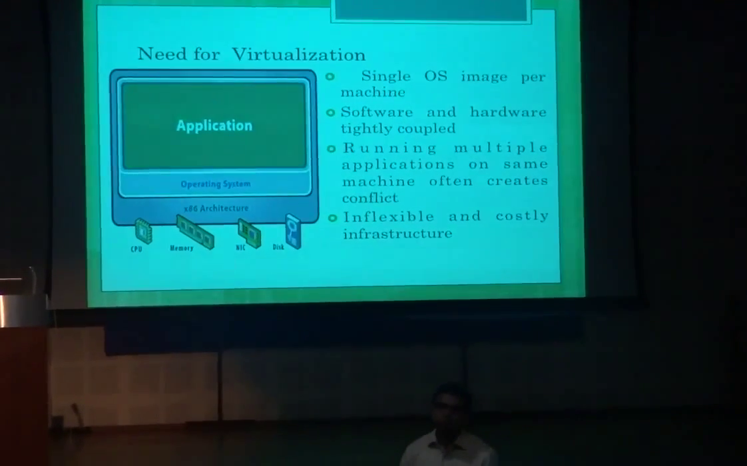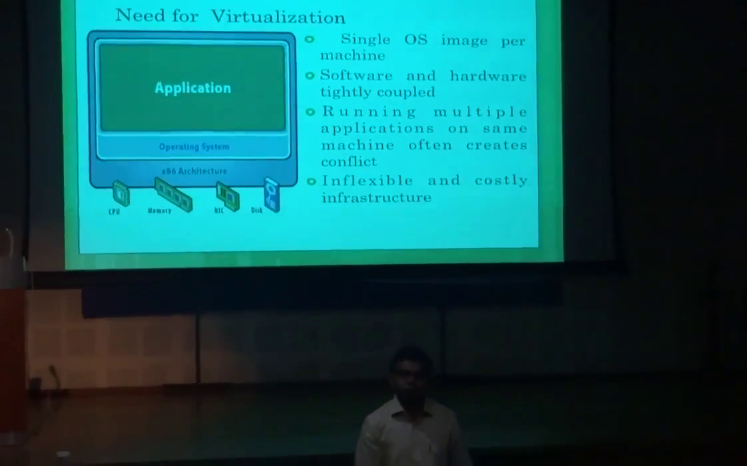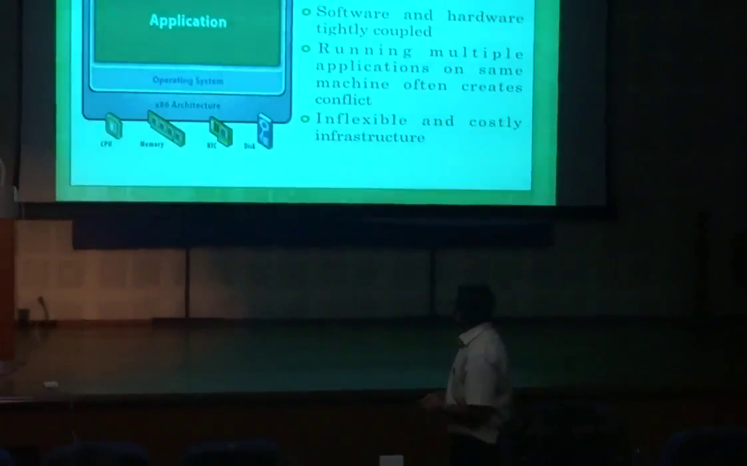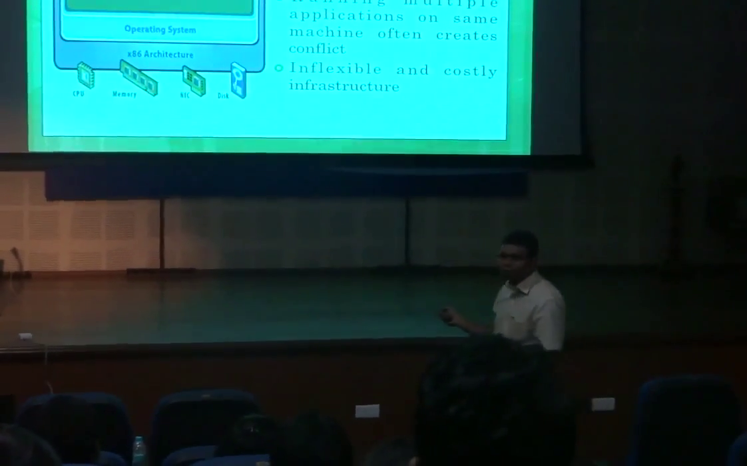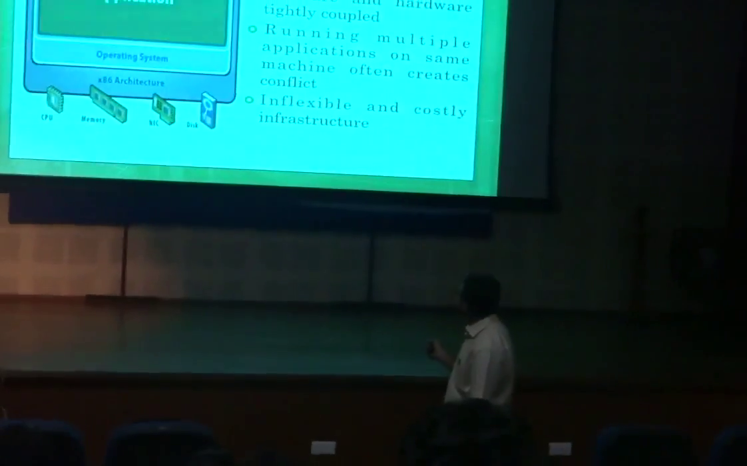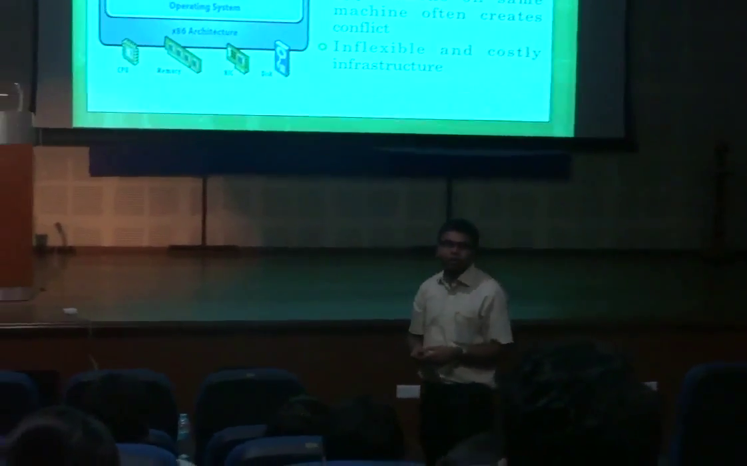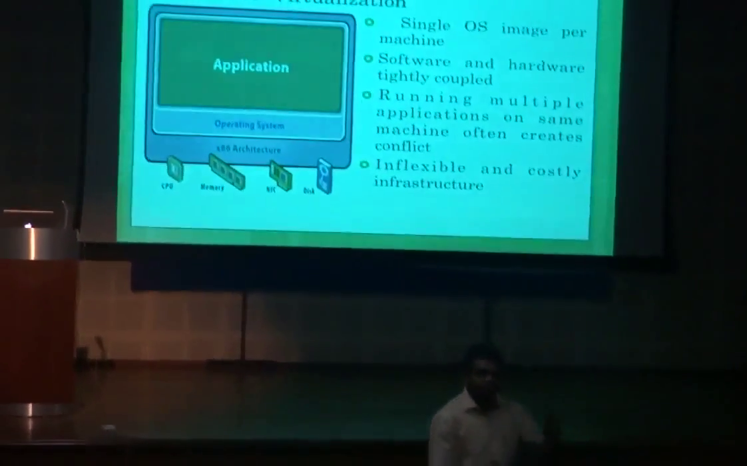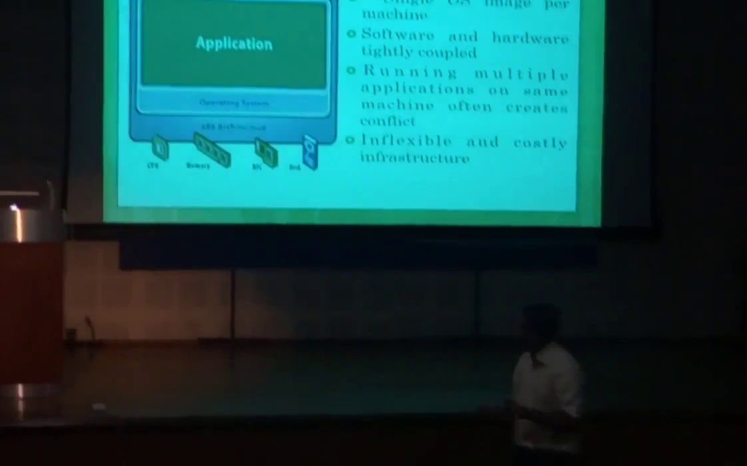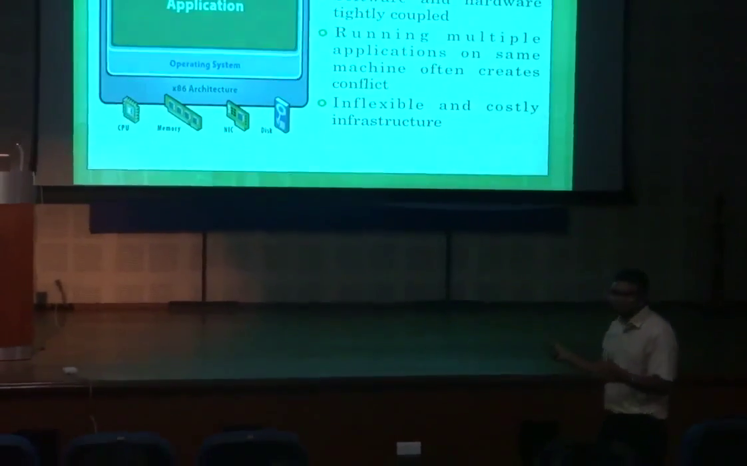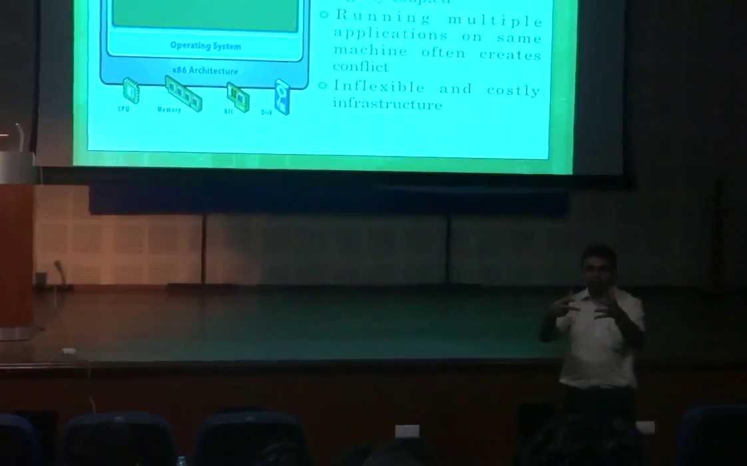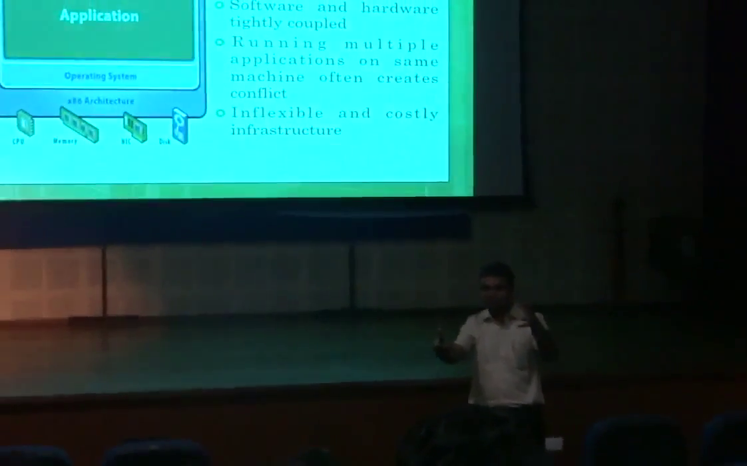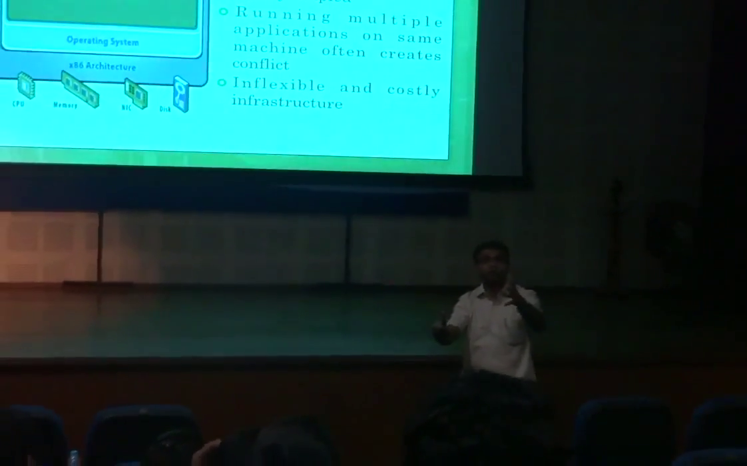We'll be sharing after 2-3 slides the actual statistics also, 2 examples of statistics, how energy is being saved by Google. Need for virtualization. What is the actual need? Why do we require virtualization? At present, what we are using is a single operating system image per machine. There is a single operating system on a machine. Software and hardware are tightly coupled. Whatever software we want to run, it depends upon the basic hardware we are having. We cannot run it on some different machine.